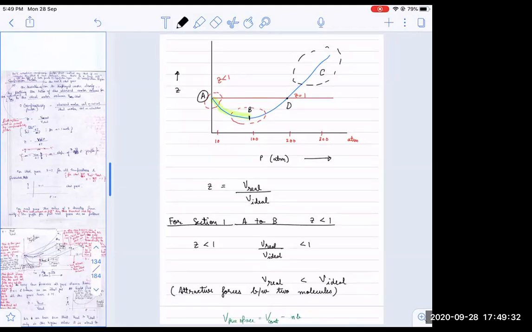But what about V ideal? Can it approach zero? Please tell me. Can V ideal approach zero, by applying the equation PV is equal to nRT? Yes, sir. Yes, it can.